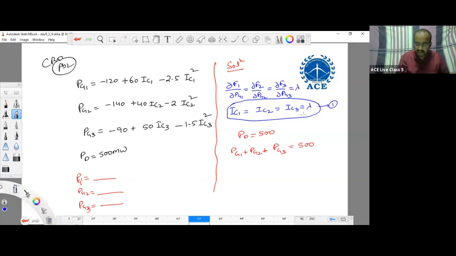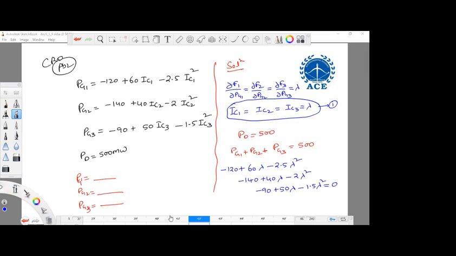Now substitute IC1, IC2, IC3 equal to lambda. So what is the value of PG1 that you get? Minus 120 plus 60 lambda minus 2.5 lambda square. PG2 is minus 140 plus 40 lambda minus 2 lambda square. PG3 is minus 90 plus 50 lambda minus 1.5 lambda square. Now add all these values and you will get a quadratic equation.